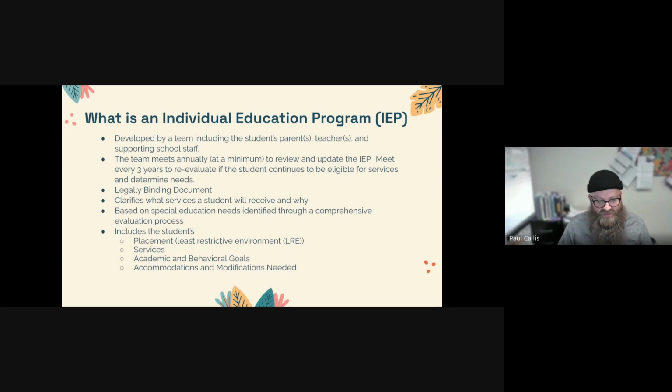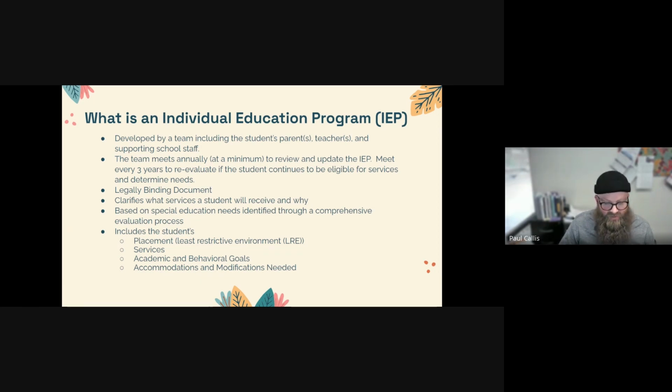special education services. It is a legally binding document and is sort of monitored through the Office of Civil Rights in America. The IEP will clarify services a student will receive and will have justification for why those services are necessary. So again, this is just through a comprehensive evaluation process.